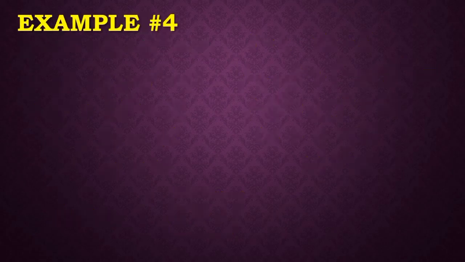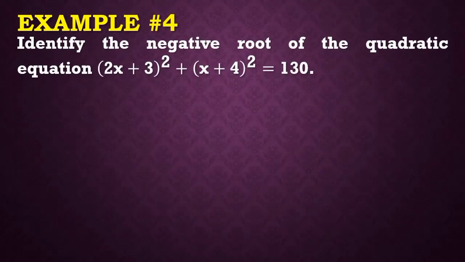So let's have example number 4. Identify the negative root of the quadratic equation, the quantity of 2x plus 3 squared plus the quantity of x plus 4 squared is equal to 130. So dito muna tayo sa 2x plus 3. So square natin yon, 2x times 2x, 4x squared. Then twice the product of 2x and 3. So 2x times 3, that is 6x, times 2, 12x. And then we square the last term 3, that is 9.